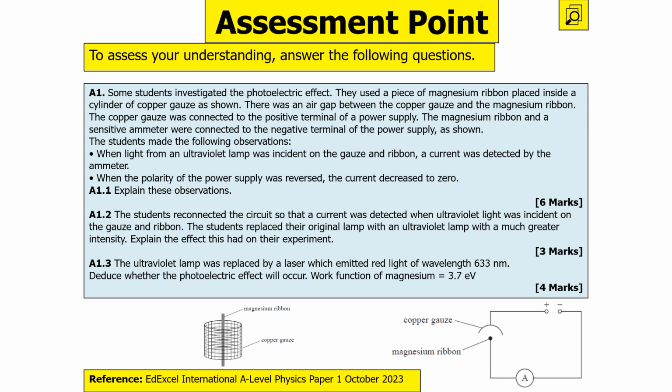The students replaced their original light with an ultraviolet lamp of much greater intensity. Explain the effect this had on the experiment. And then the ultraviolet lamp was replaced by a laser which emitted red light of wavelength 633 nanometers. Deduce whether the photoelectric effect would occur; the work function of magnesium is 3.7 eV. So pause the video now, then unpause the video when you want to go through your answers.